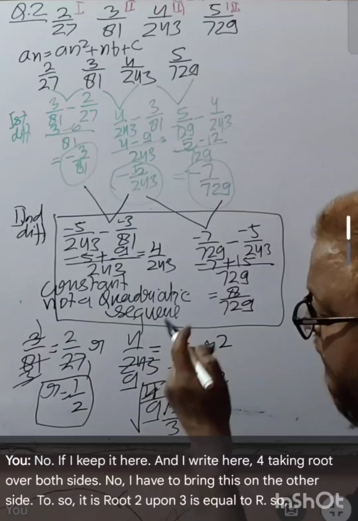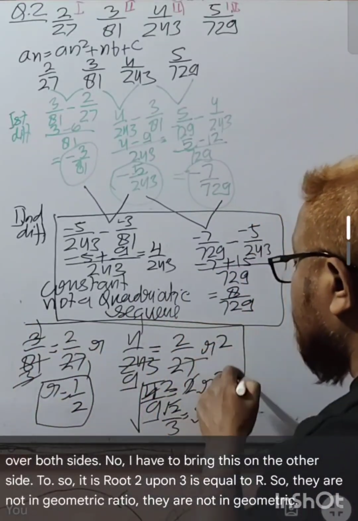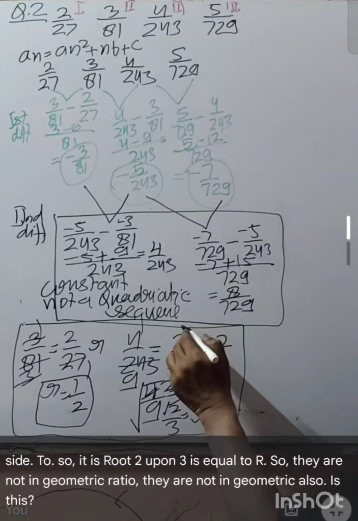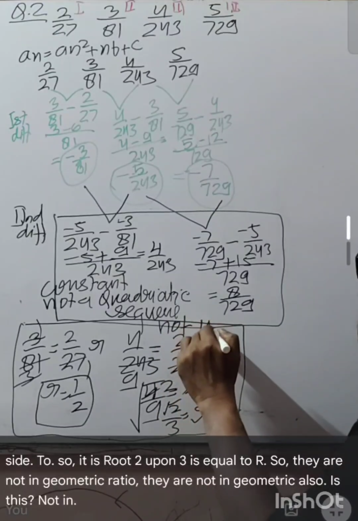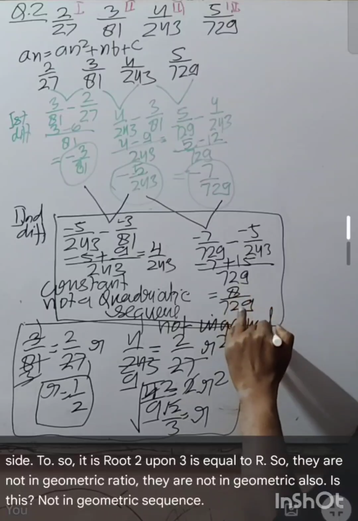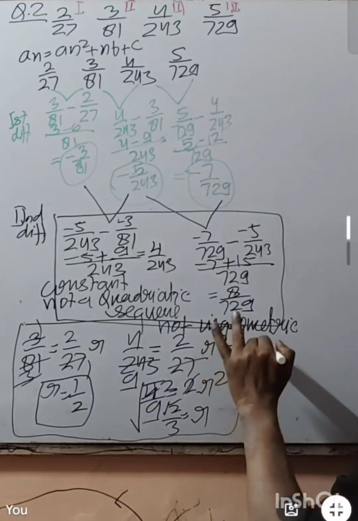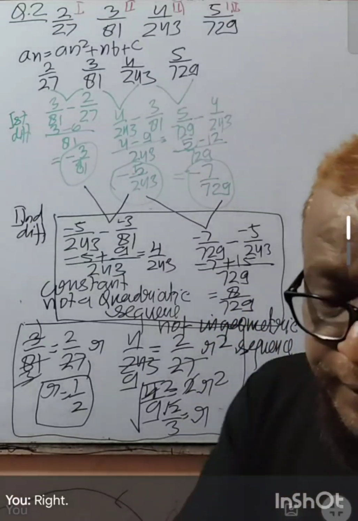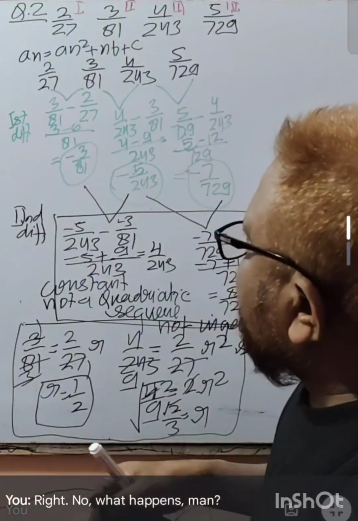So they are not in geometric ratio. They are not in geometric also. Is this not in geometric sequence? Right? No. What happens, man?